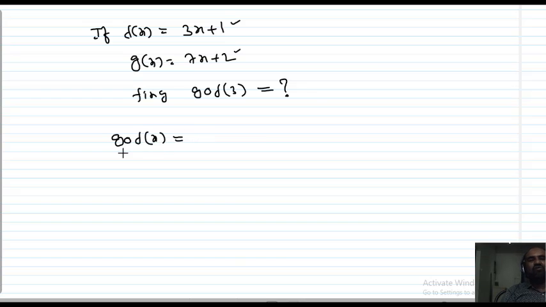That is called the rule for G circle f. If x is input, what is the output we should find. If x is input, what is the output? I can say 3x plus 1 is the output for this function f. For g, x is input, what is the output for this function? I can say 7x plus 2.